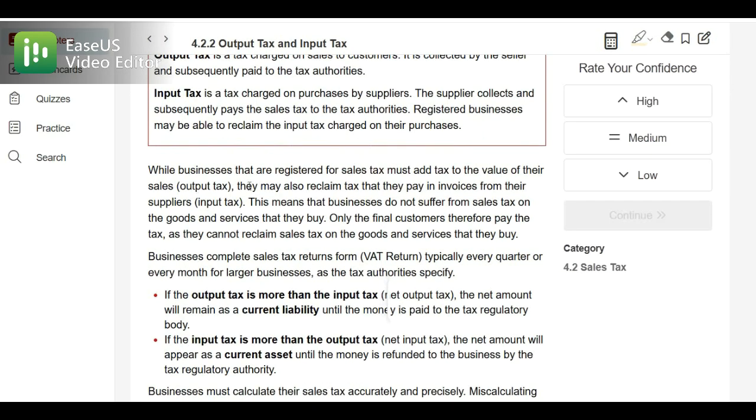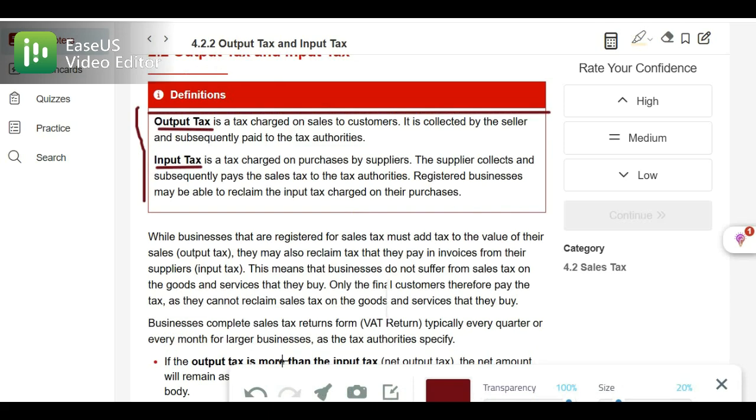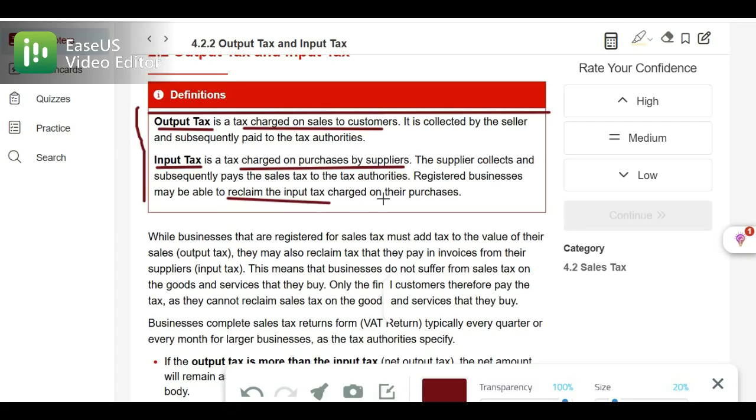Now, if you see here, a business that is a registered business must add tax to the value of their sales, their output tax, and I have given the example properly. They may also reclaim tax they pay on invoices from their suppliers. So the point is that we have discussed output tax, the tax they charge on the sale to customers, while input tax is the tax they are charged on the purchase from the supplier. This is the amount that is reclaimed from the government, and this is the amount that is paid to the tax authority. Clear?